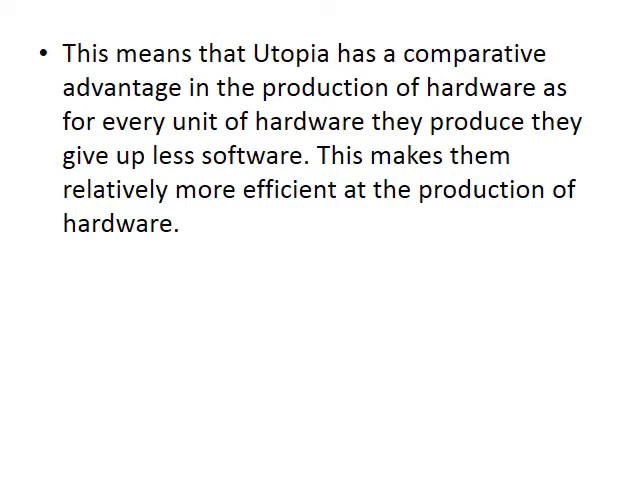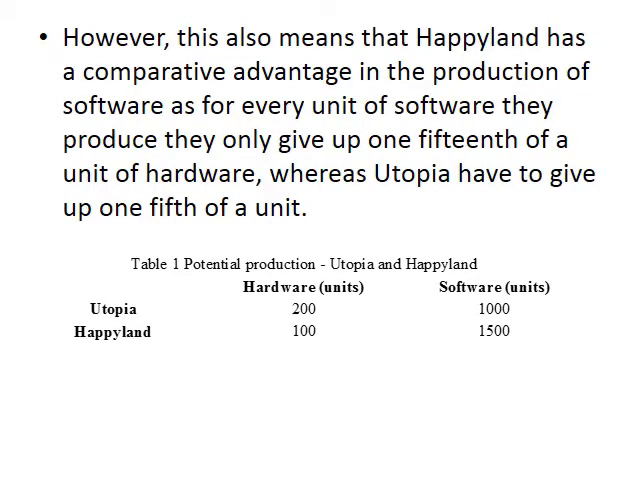This means that Utopia has a comparative advantage in the production of hardware, as for every unit of hardware they produce, they give up less software. This makes them relatively more efficient at the production of hardware. So we know that Utopia had the comparative advantage in the production of hardware. We suspect that Happy Land is going to have the comparative advantage in software, but let's prove that. So we want to zero in on the software.